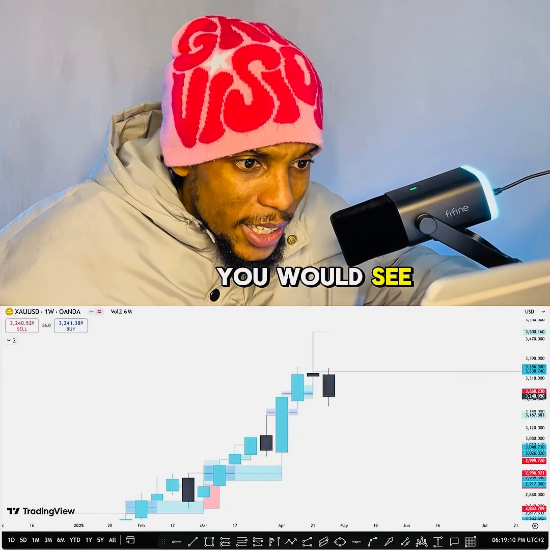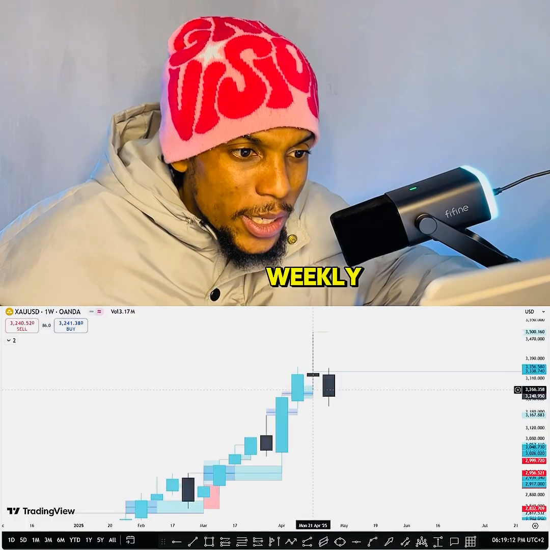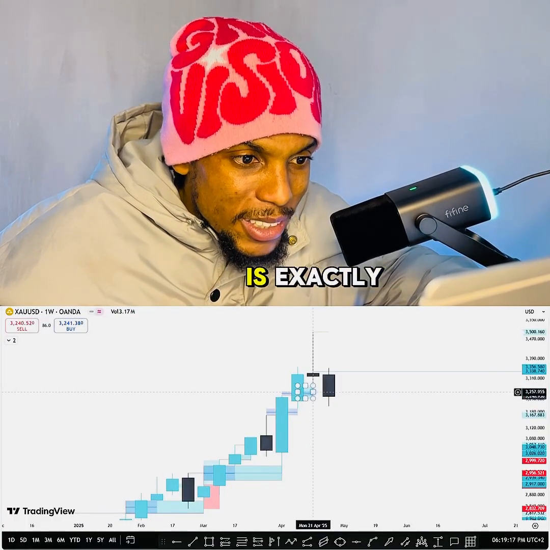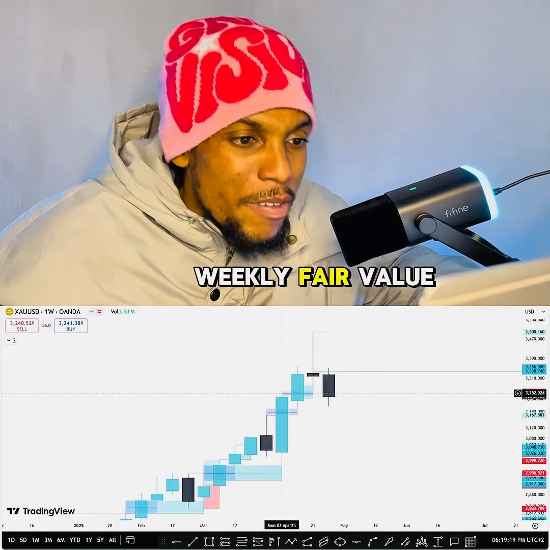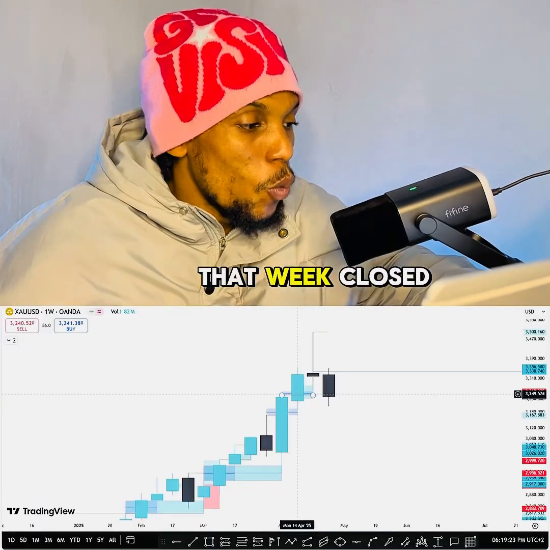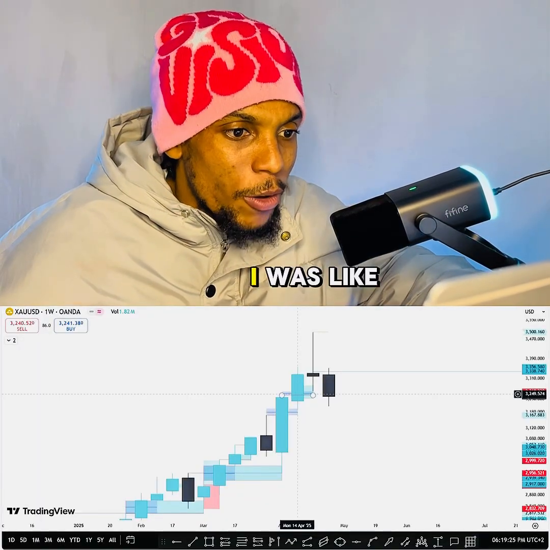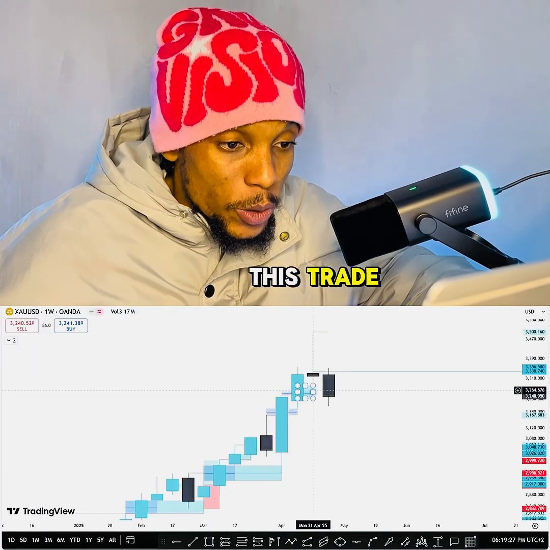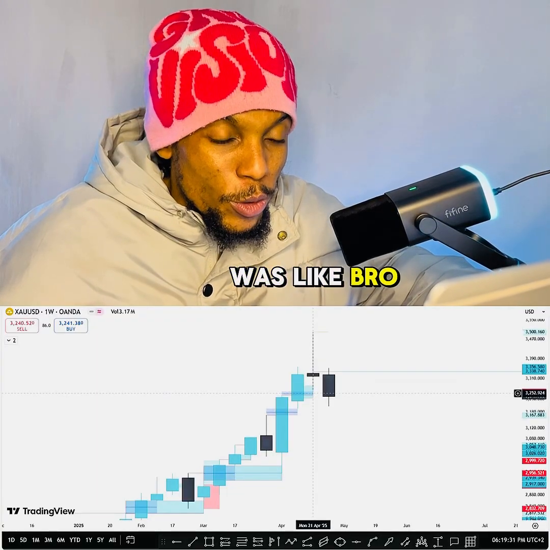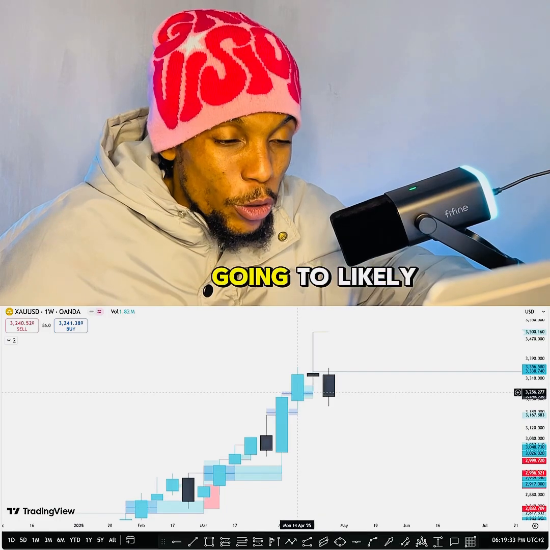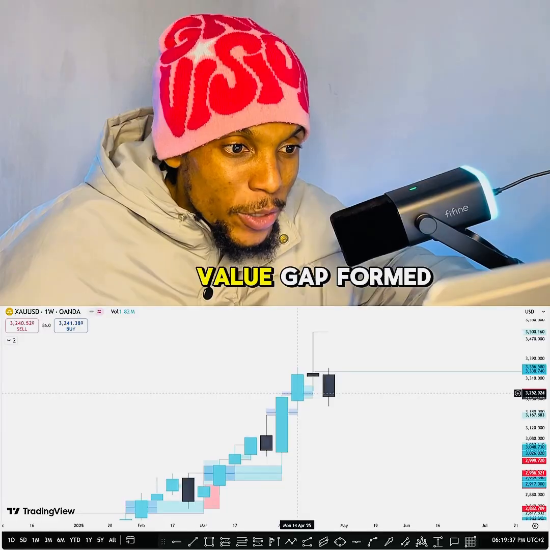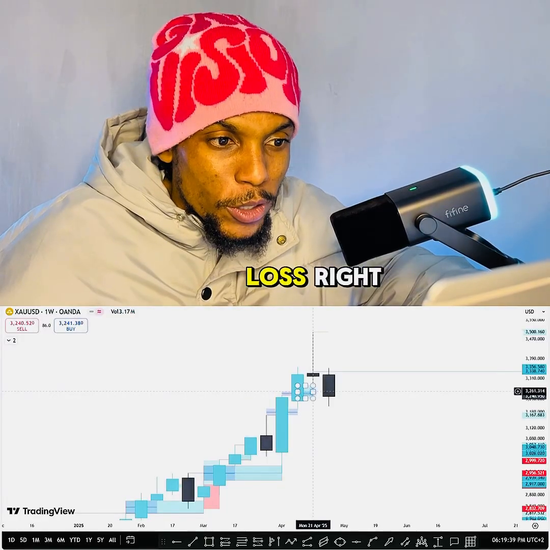You would see that around that daily fair value gap, below it, exactly where my stop loss is, is where this weekly fair value gap formed, right? And when that week closed and I saw this, I even told my friends who were on this trade with me, I was like, bro, this trade is more likely going to take us out, because a weekly fair value gap formed below my stop loss, right?